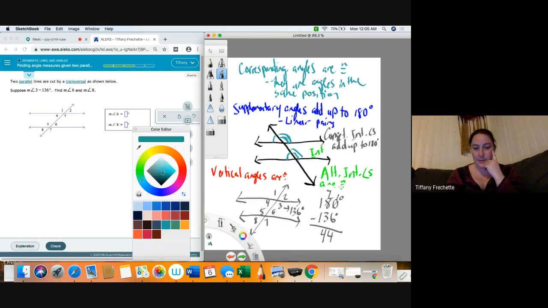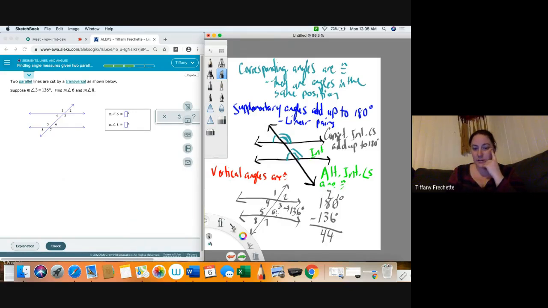So I'm going to come over here and grab my blue. I just like to have them color-coded a little bit. So if I'm looking at angle 3 here, I'm on the bottom of the parallel, and I'm to the right side of the transversal. Then I'm going to slide down to the other parallel. I'm going to go to the bottom, and I'm going to stay to the right side of the transversal. So again, I'm just sliding right down. That's called corresponding angles. Corresponding angles are congruent. So if angle 3 is 136 degrees, angle 7 is also 136.